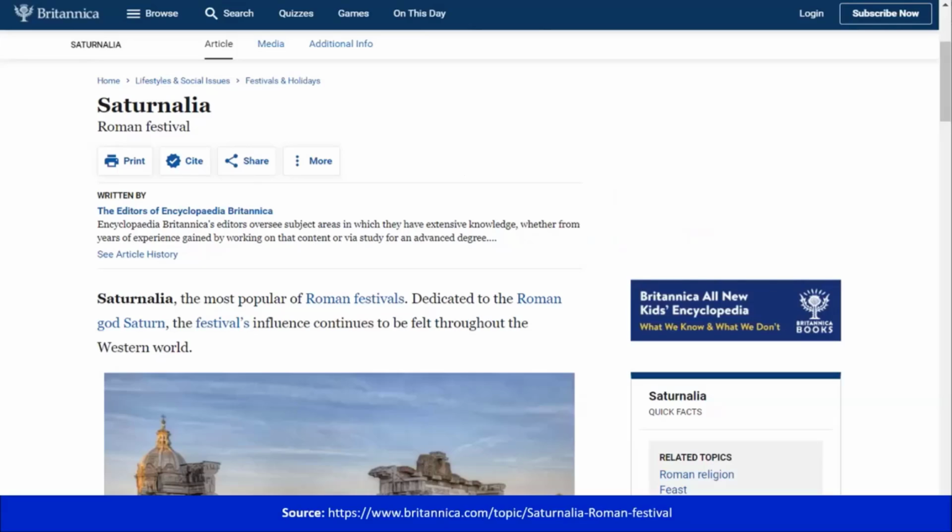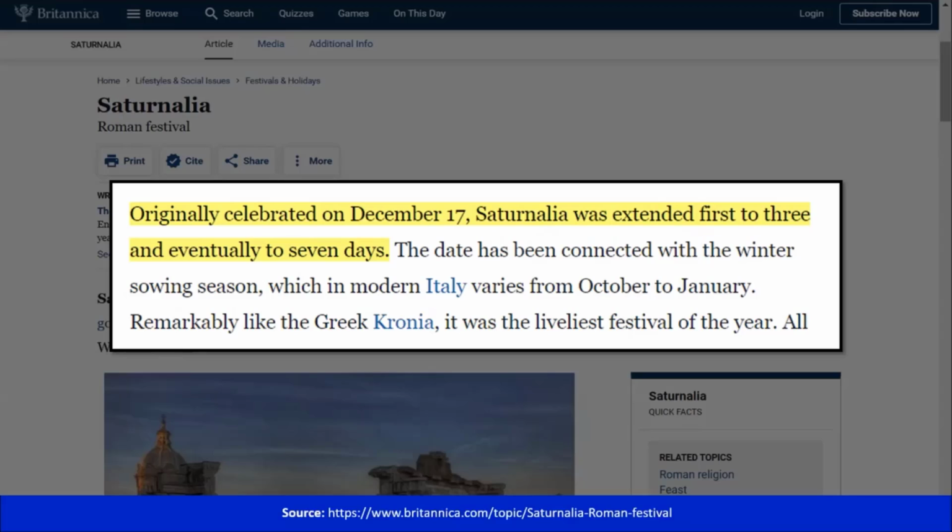So Saturnalia, it's a Roman festival dedicated to the Roman god Saturn, and it was actually felt throughout the whole Western world. Originally, it was celebrated on December the 17th. Saturnalia was extended first to 3 days and then eventually to 7 days. So people were having so much fun being drunk and ridiculous that 1 day wasn't enough. 3 days weren't enough. And by the end of it, eventually, I think it was the times of Aurelian, they had extended it to 7 days.